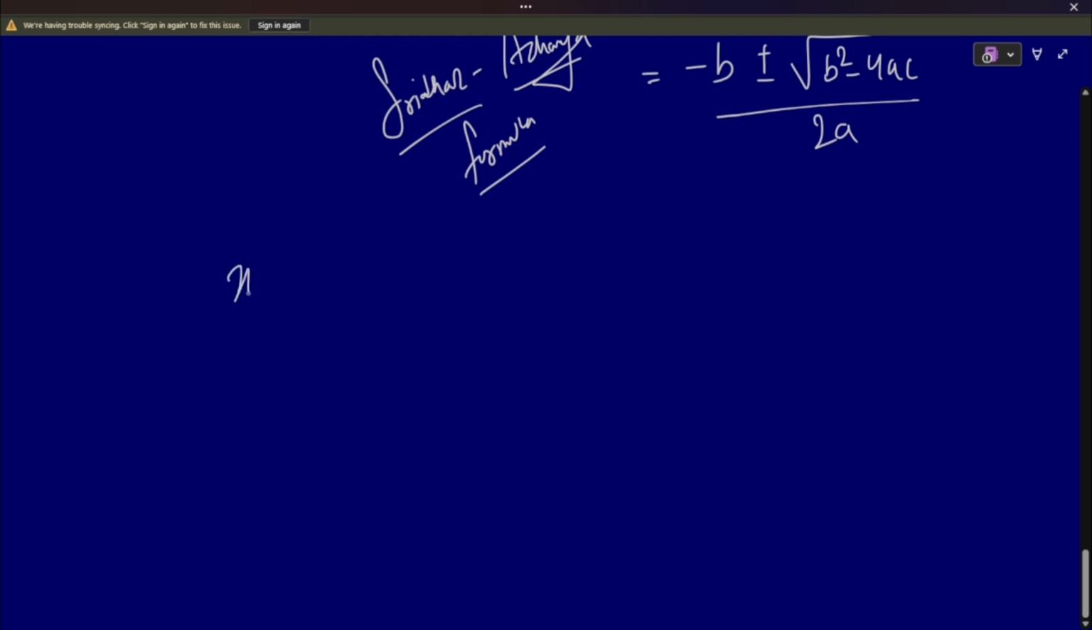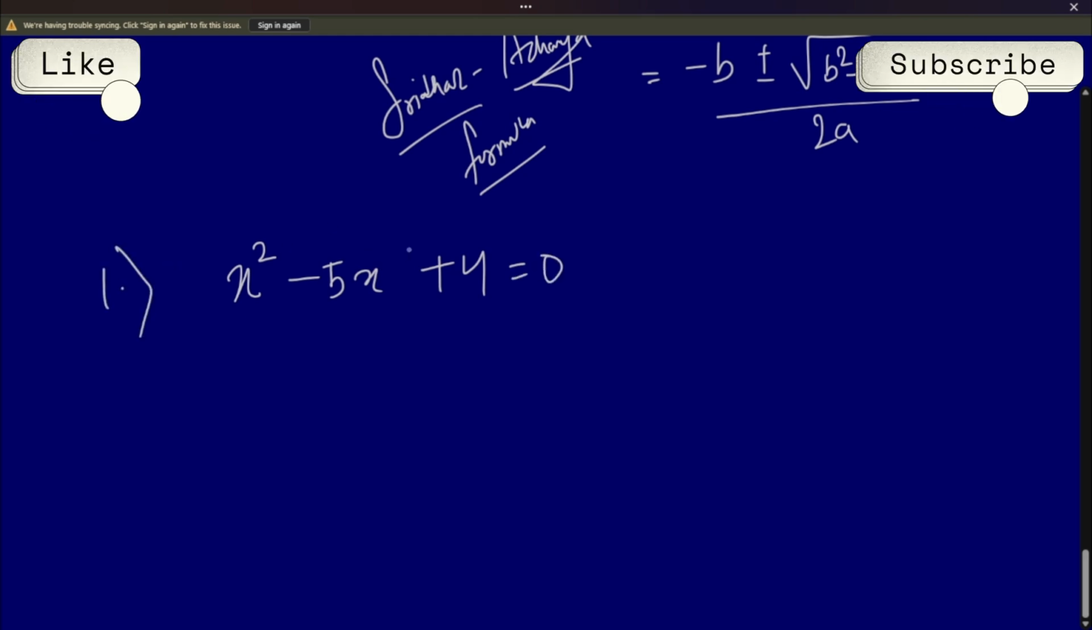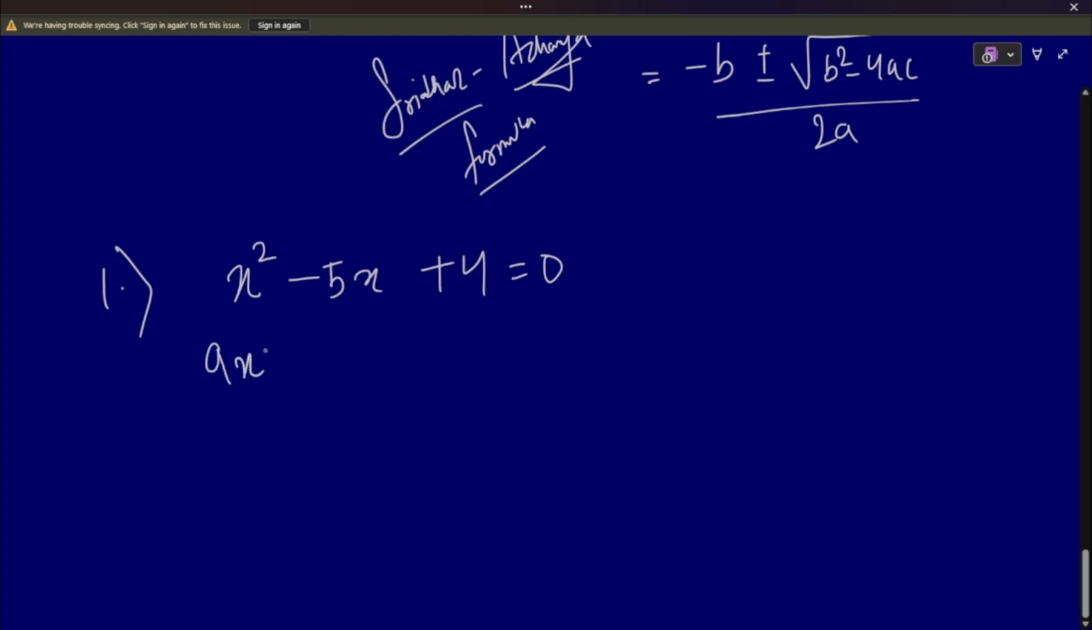Okay, let's take an example. Let's say we have x square minus 5x plus 4 equals 0. Let's say this is the quadratic equation we are given at hand, and we are asked to solve it using the Sridhar formula. The first step is to identify the coefficients. So this should be reminiscent of our standard form, which is this, right? ax square plus bx plus c equals 0. This is the form we want.